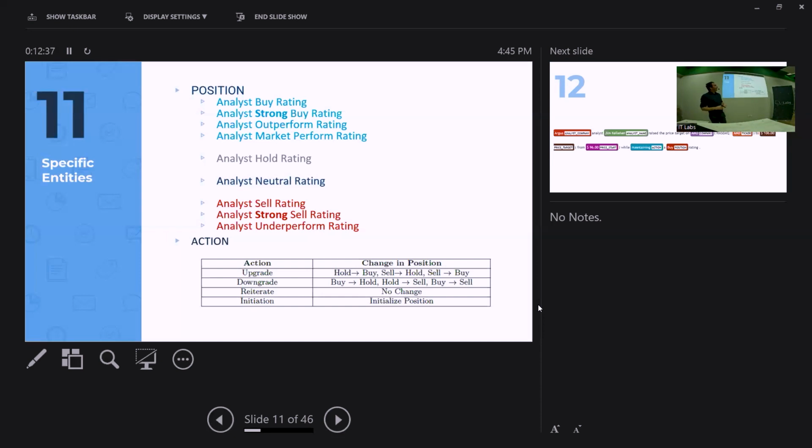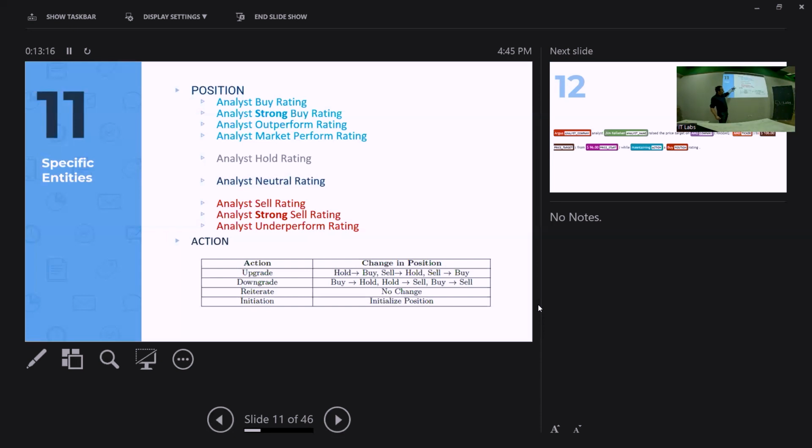You have the analyst market perform rating, which means it's going as the market is going, not too much down, not too much up. So these are the positions they are giving. Then you have the analyst hold rating, which is hold the stock, quite easy. But then you have the analyst neutral rating, which is, I don't know what to do. It's not hold, it's not sell. So they give this kind of rating too. And then you have the sell rating, which is sell, strong sell, and then underperform, which means the stock will not perform so well.